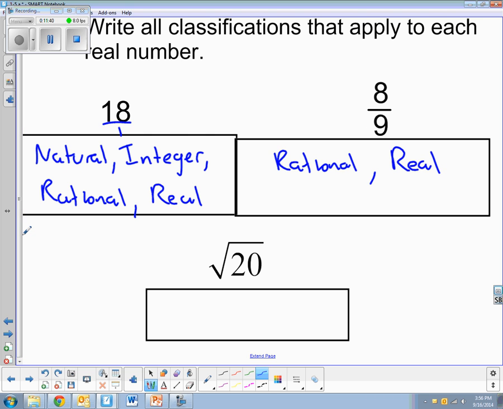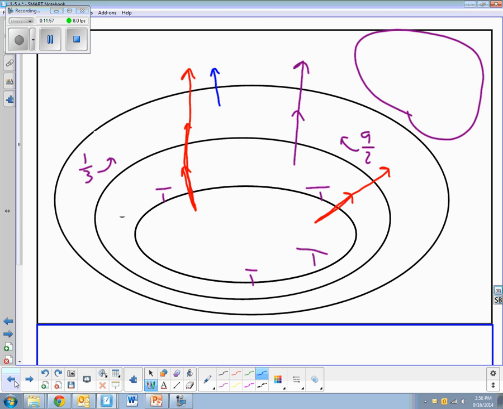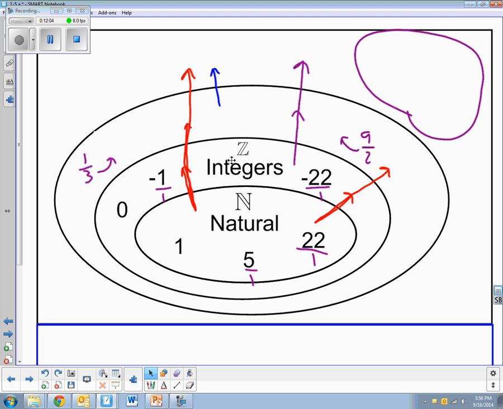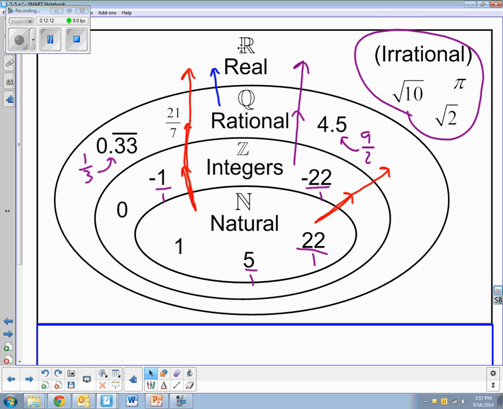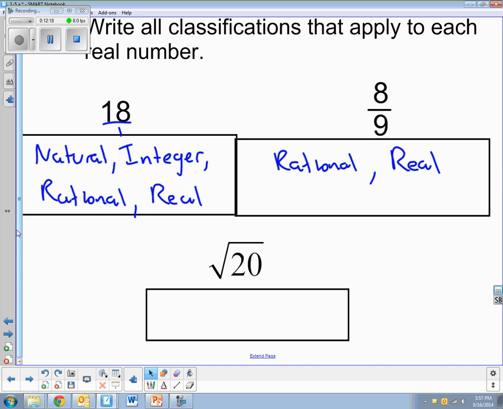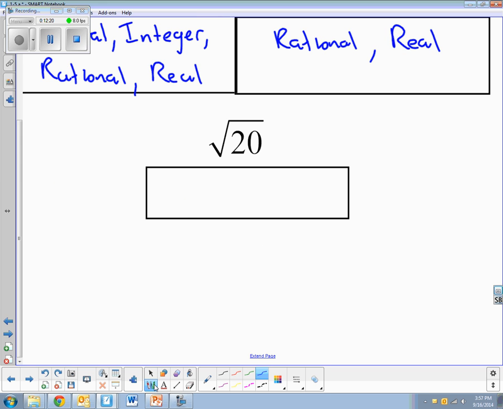Square root of 20. Well, first of all, what is the square root of 20? Let's see. I know that the square root of 25 is 5. I know that the square root of 16 is 4. It's 4 point something, somewhere in between 4 and 5. And so I don't know what the square root of 20 is. Now, your calculator doesn't know. It can estimate, but it can't actually know. So it's not a natural number. It's not an integer. It can't be written as a fraction because we don't know what the number is. It is real, but it's an irrational number. It's like the square root of 10, the square root of 2. If we can't take the square root and get a nice number, then it is going to be an irrational number.